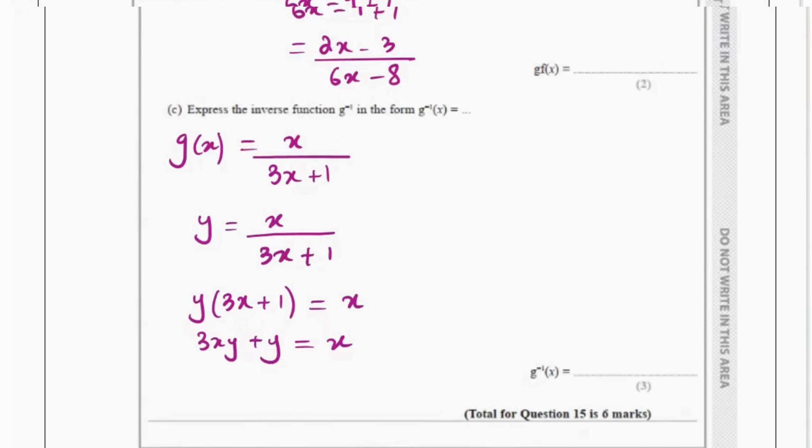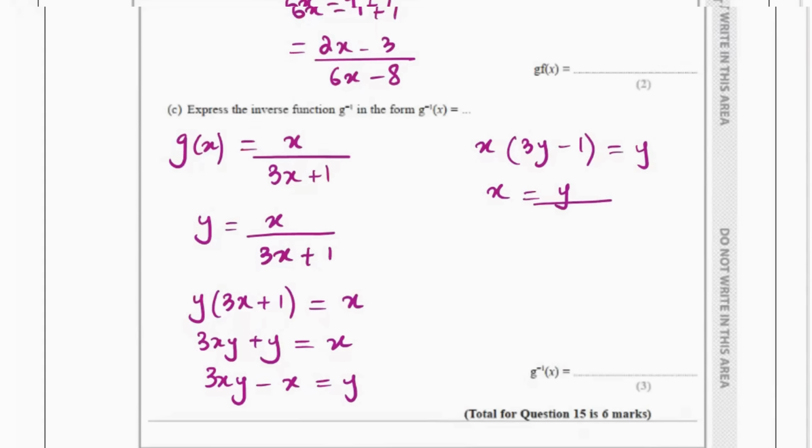Collect the terms with x on one side. 3xy minus x equals minus y. Now we take x common. x bracket 3y minus 1 equals minus y. Since we want to make x the subject, we're going to take the bracket to the other side, and it will divide. So y divided by 3y minus 1, which means g inverse of x is going to be x over 3x minus 1. That is your inverse function.